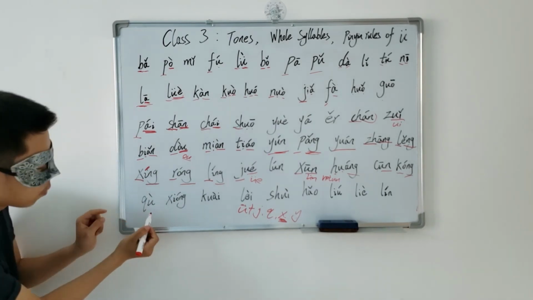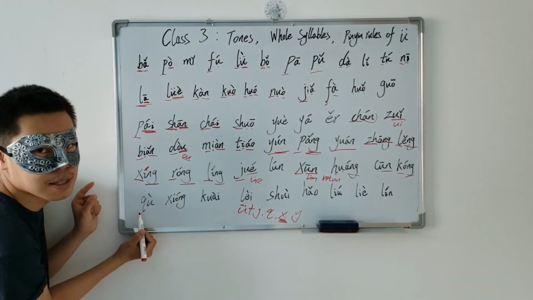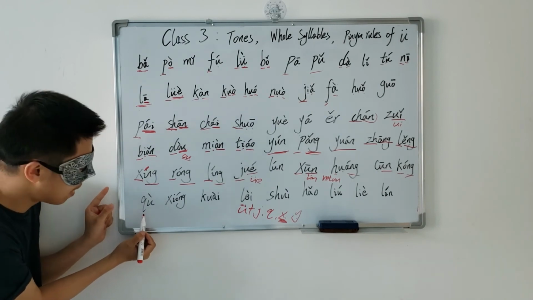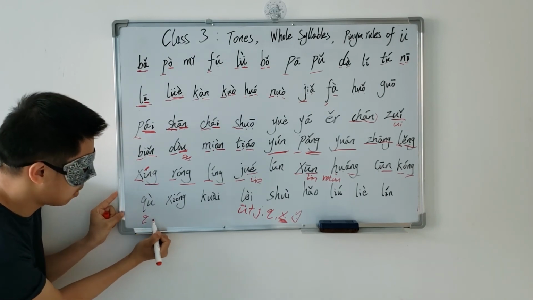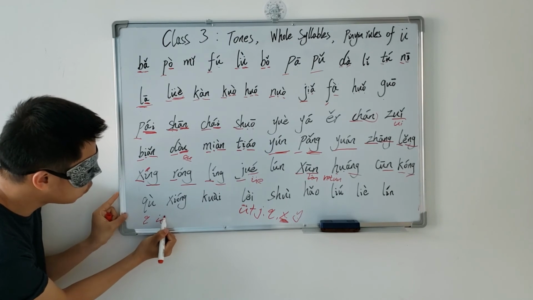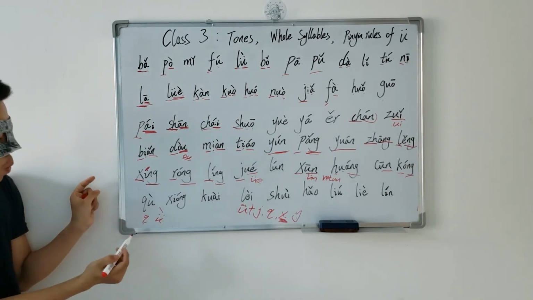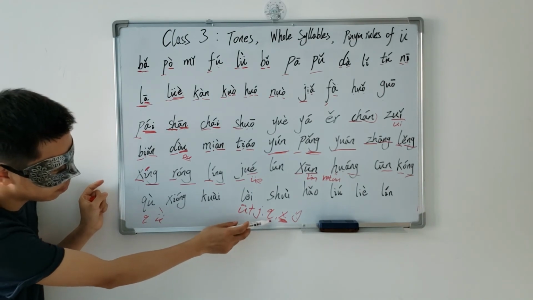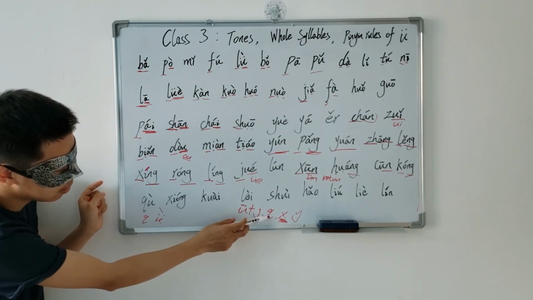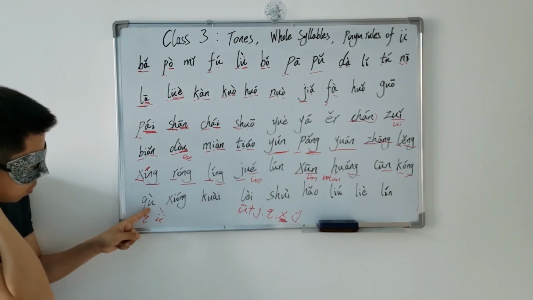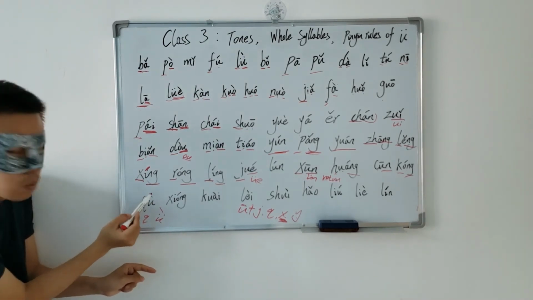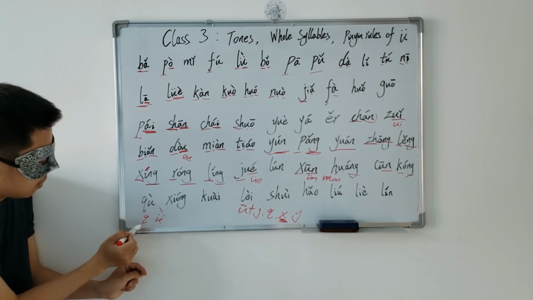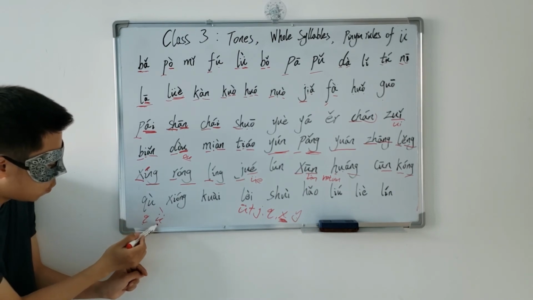Qi. This one, look. How do you pronounce it? It's qi, yu, qu. It's yu, and when yu plus qi is qu, not wu. This is yu, so qi, yu, qu.